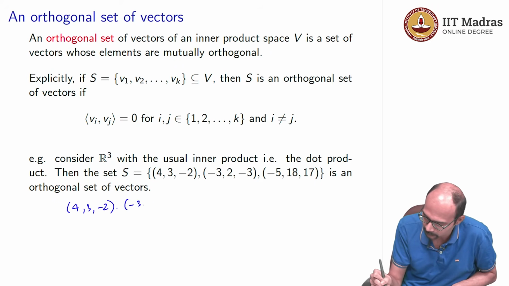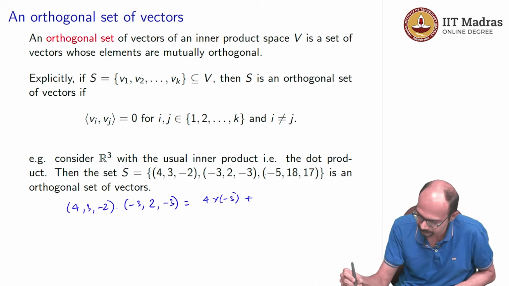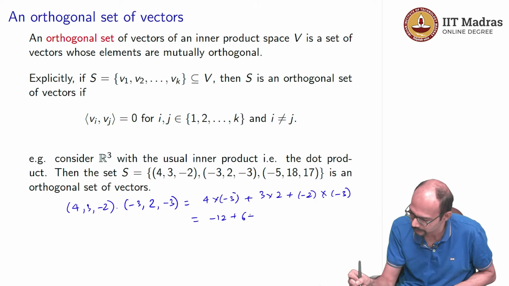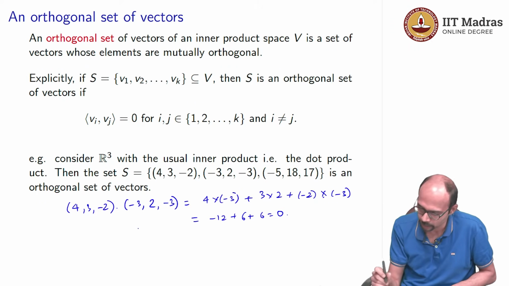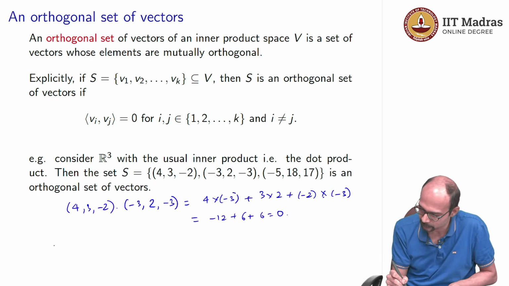So, if you dot the first with (-3, 2, -3), then you get 4 times -3 plus 3 times 2 plus -2 times -3, which is -12 plus 6 plus 6, which is 0. So, certainly the first two are orthogonal. Let us look at the next, maybe the first and the third.